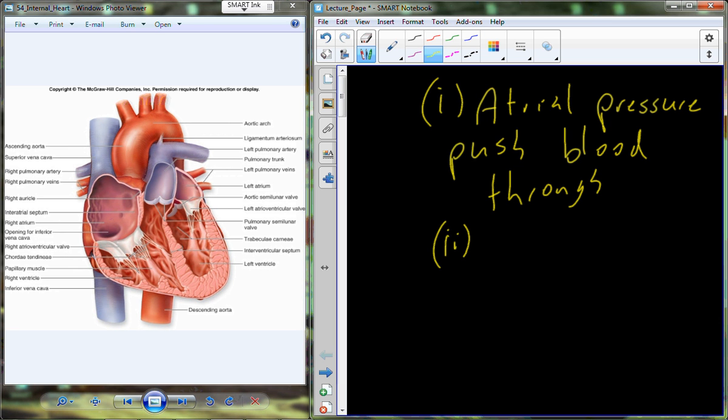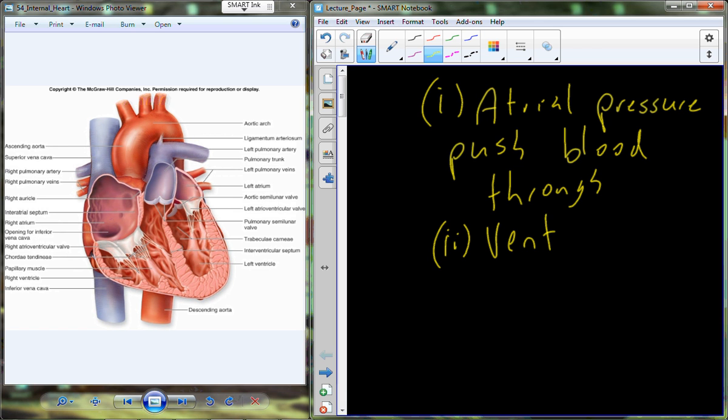Now, eventually that ventricle is going to start to contract too. And as the ventricle begins to contract, we're going to begin to reduce ventricular volume. The blood is going to begin to be pushed on, increasing its pressure. And eventually we're going to get to a point where we have more pressure in the ventricle than in the atria, and that valve is going to actually snap back closed. Okay?